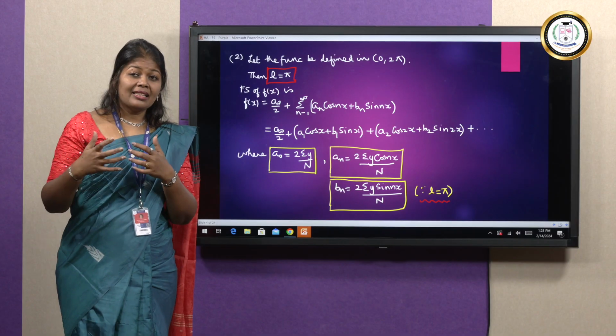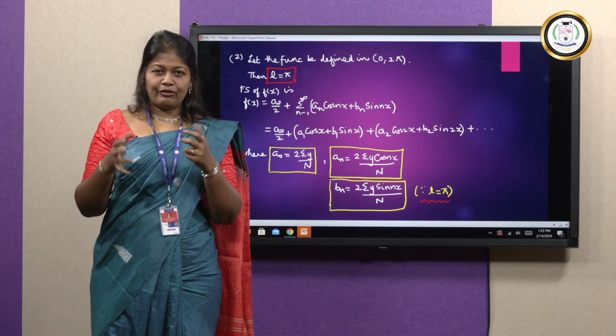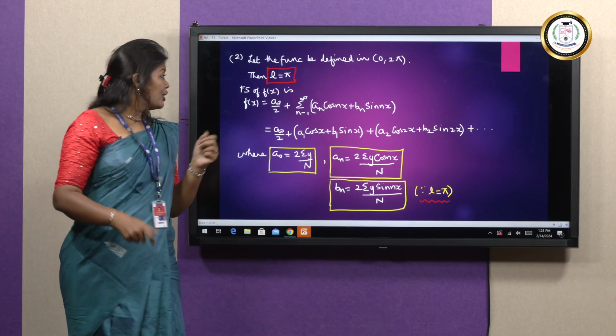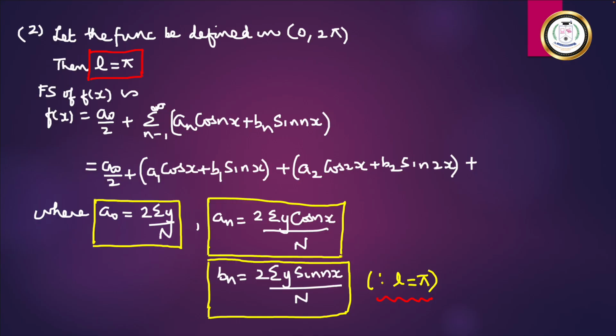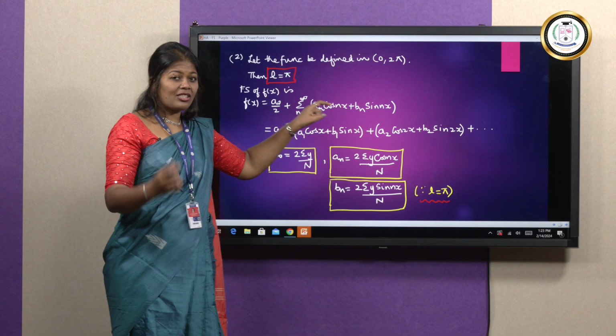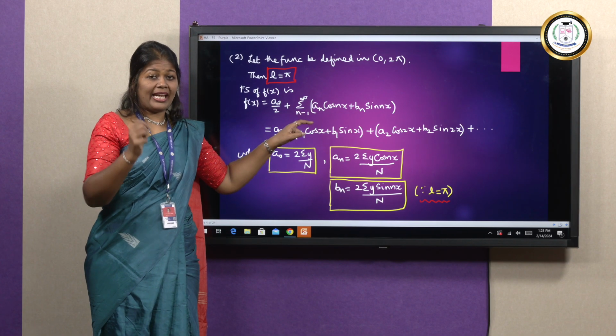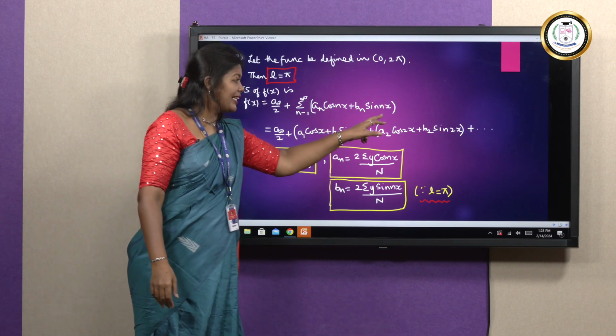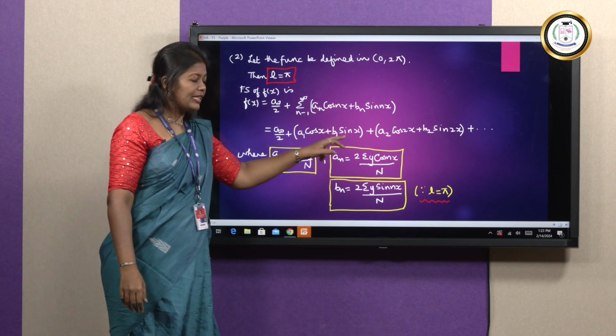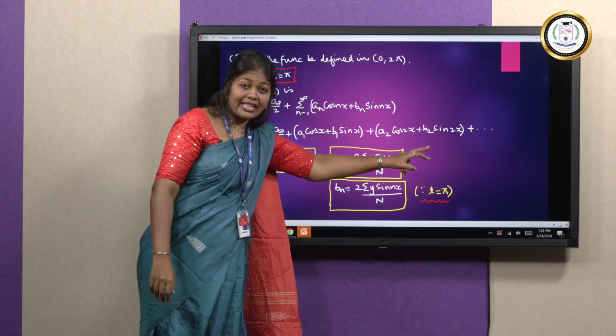Now, let's say supposing L takes the value pi for a particular problem, then the formula will become f of x equal to a naught by 2 plus sigma n equal to 1 to infinity a n cos n x plus b n sin n x, right? Because cos n pi x by l, when L is pi, pi gets cancelled. You are left with cos nx and simply sin nx. And therefore, this will be your first harmonic and this will be your second harmonic.